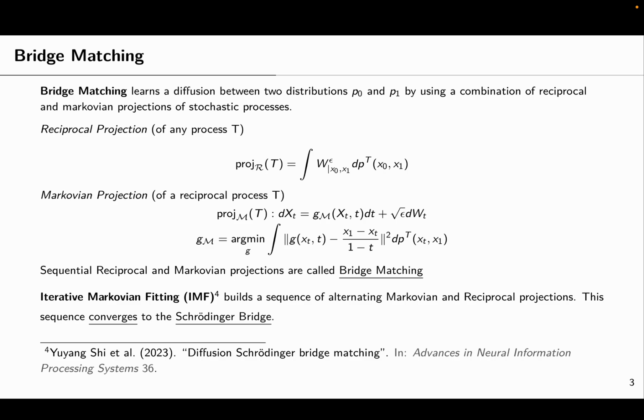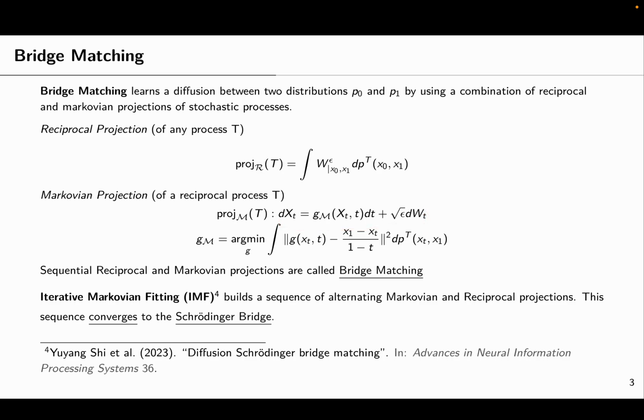Bridge matching is a recent diffusion model alternative that learns a diffusion between two distributions P0 and P1 by using a combination of reciprocal and Markovian projections of stochastic processes. Reciprocal projection takes samples from the joint distribution of the start and the end of a stochastic process and inserts a Brownian bridge between them. Markovian projection of a reciprocal process T is the closest, in reverse Kullback-Leibler divergence sense, Markovian process to the projected process T. The resulting Markovian process is defined by the drift function G.